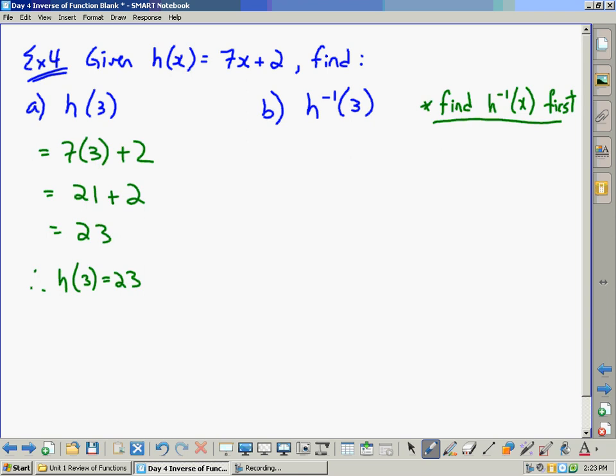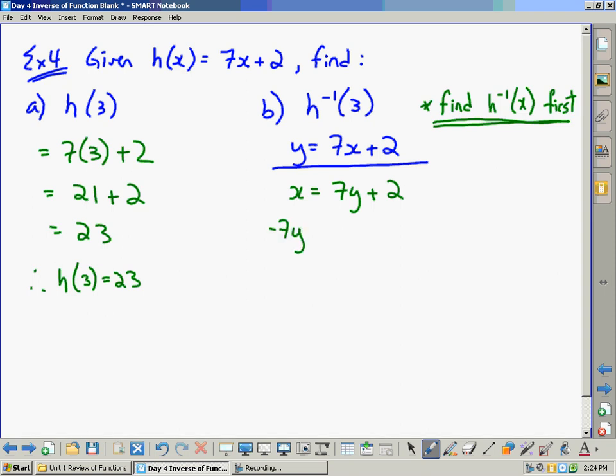In the second one, my advice would be, okay, let's find the equation of the inverse first, and then we can just sub in 3 at the end. So do exactly what we just did, the 4 algebra steps. So here's my original, y equals 7x plus 2, that's the h function. Now I'm going to take the inverse, so that means I'm going to switch my x's and y's. That's step 2. Isolate for y, I'll do this rather quickly.